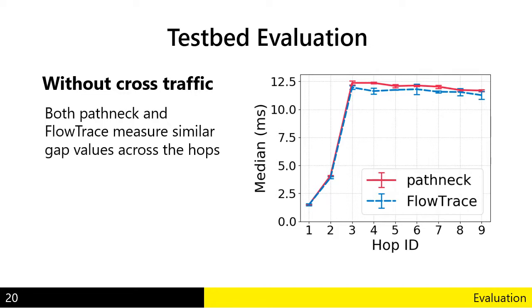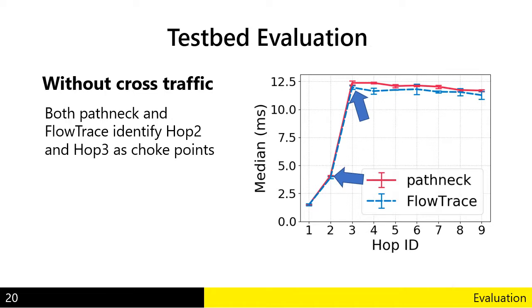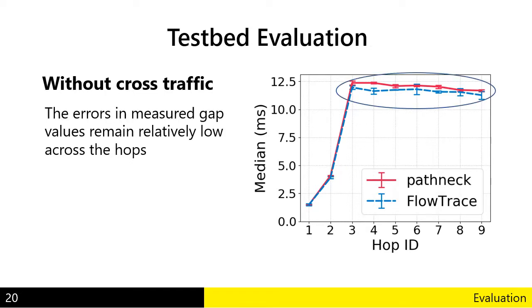So we see, first of all, that both pathneck and FlowTrace measure similar gap values across the hops. They are very closely agreeing with one another. Secondly, we see that the gap values increase at hop 2 and at hop 3, indicating that hop 2 was the first choke point and hop 3 was the second choke point. The errors in the gap values are low for both FlowTrace and pathneck. This is because this is without cross traffic. We expect there to be very little variance in the gap values measured by both techniques.